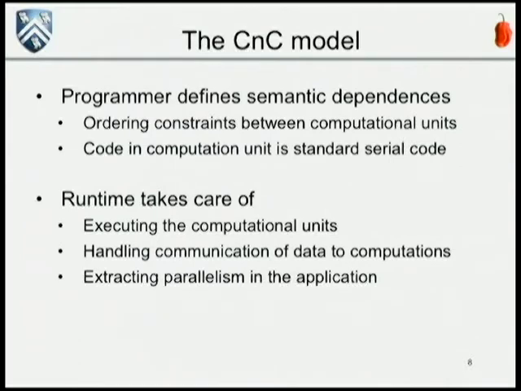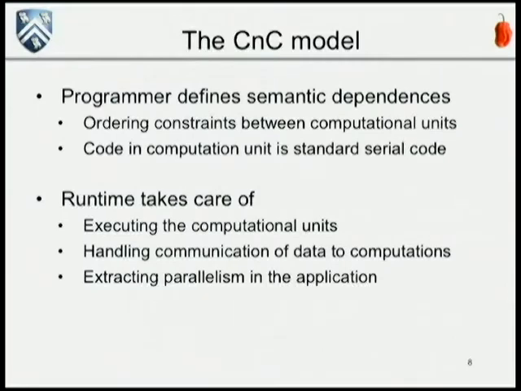You basically write a text file that defines your graph. And then you write some computational units, which are basically just serial code. They could be in any language of choice. In CnC-Python, it's Python. And then the runtime takes care of handling the dependencies and executing your code in parallel. If there is no parallelism to exploit from your application, then the runtime won't be able to. But if there is, then the runtime will parallelize your application. As a programmer, you don't have to worry about writing parallel code.